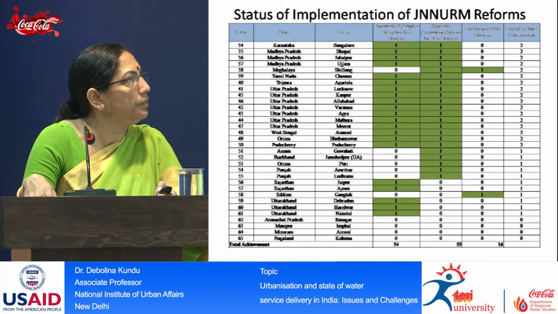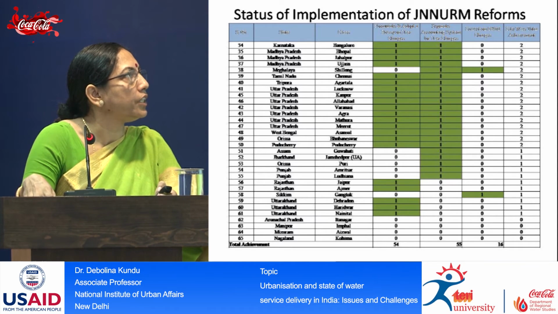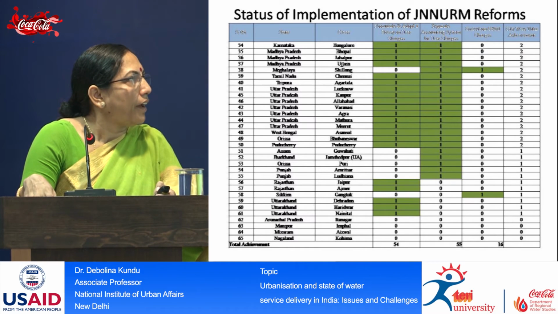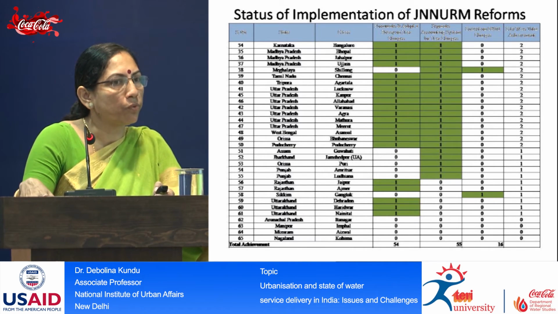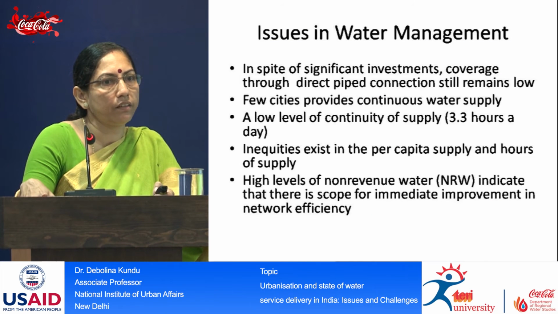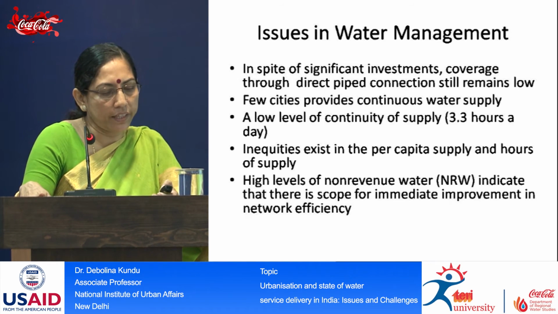So, in conclusion, I would like to mention a few of the issues in water management in urban areas. There have been significant investments, but coverage through piped connections still remains low. Few cities are able to provide 24/7 water supply. Inequities do exist, and there are high levels of non-revenue water, which indicate there is scope for immediate improvement in the network efficiency.